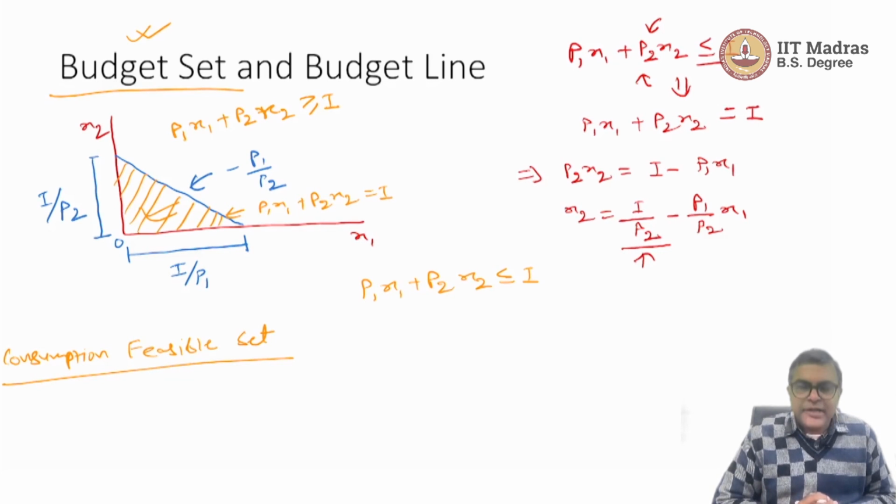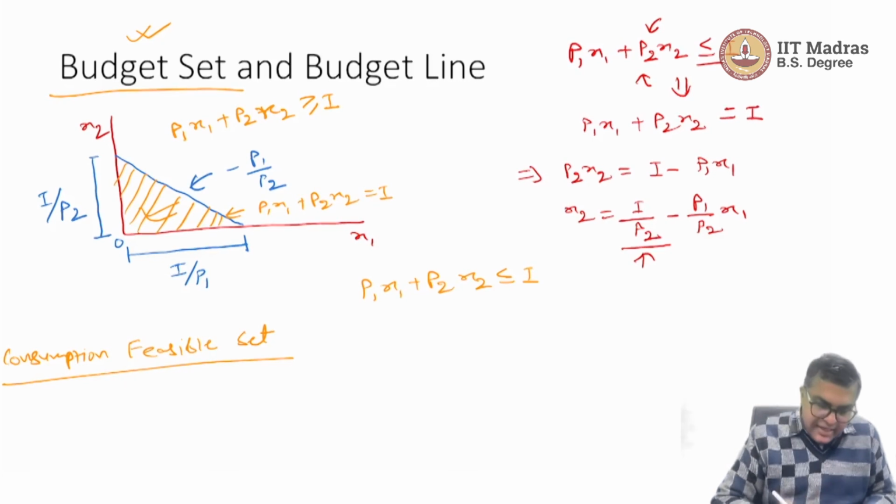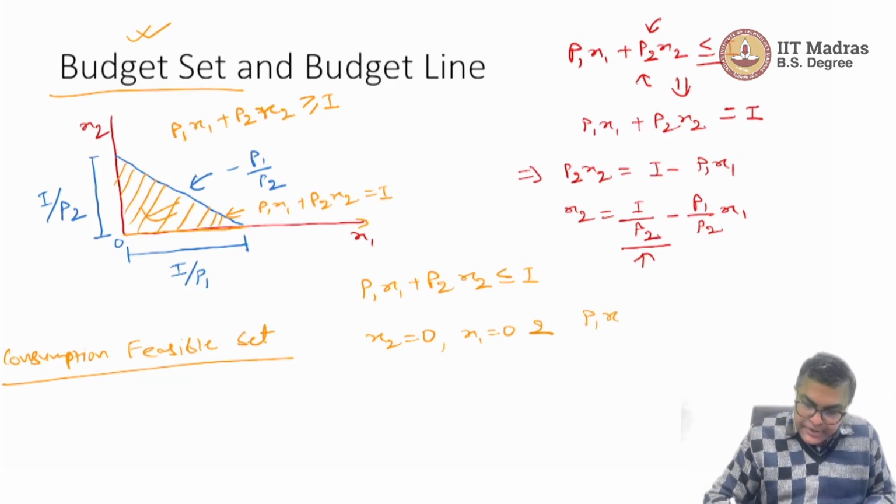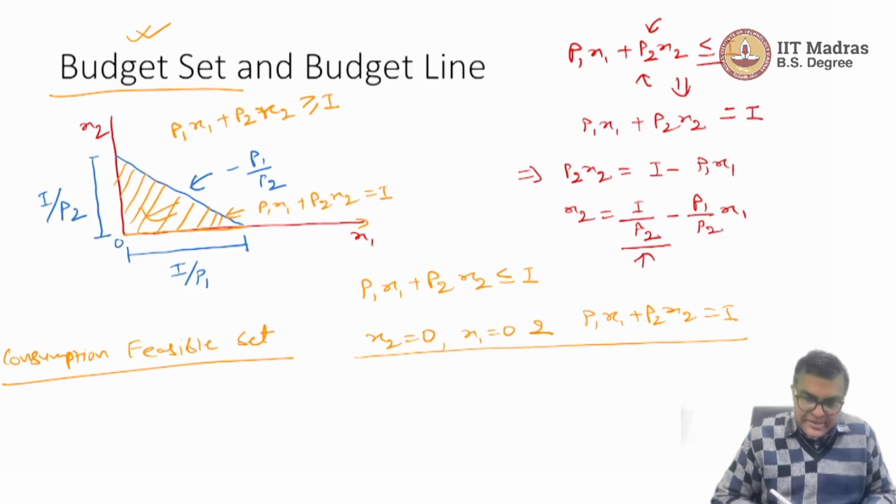But as we have already talked about, financial constraints are good enough to discuss all other constraints. So we have the budget set, and the boundary of the budget set is three lines. One is where x2 is equal to 0, then x1 is equal to 0, and the budget line where P1 x1 plus P2 x2 is equal to I. So this is what you get as the budget set.